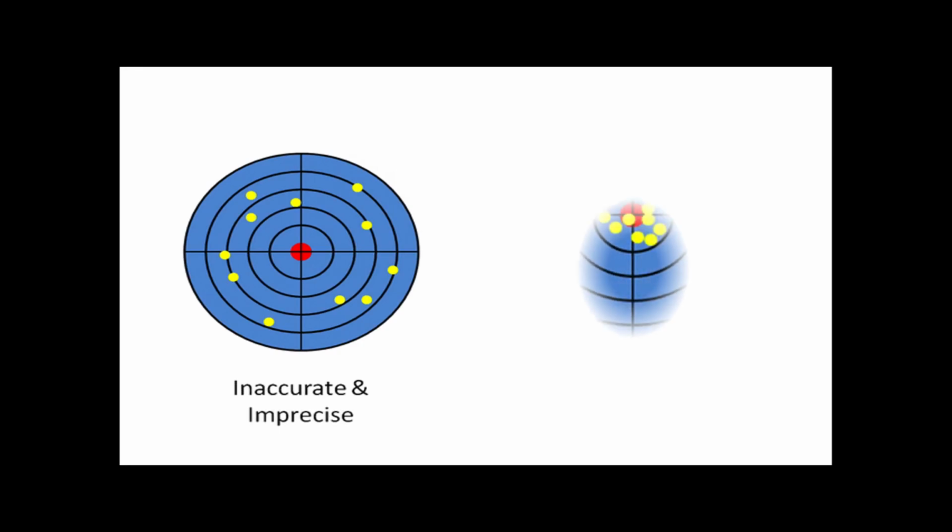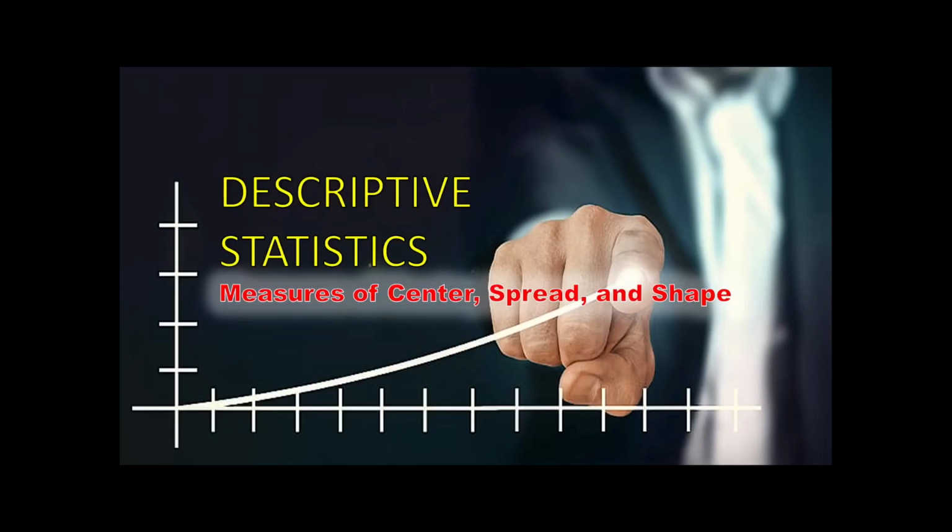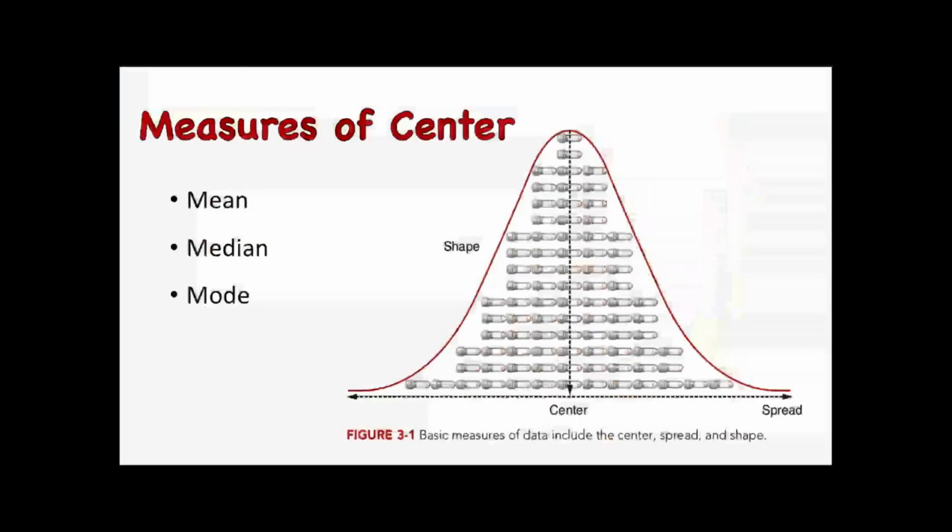So what we need to have in the clinical chemistry laboratory is that we need to have both accuracy and precision. That's to ensure that the data that we are releasing are reliable and that we are maintaining quality in our laboratory. So let's apply the principles of descriptive statistics in examining and describing laboratory data. We have the measures of center, the spread, and shape. So first, we have the measures of centers. The three most commonly used descriptions of the center of a data set are the mean, median, and mode.